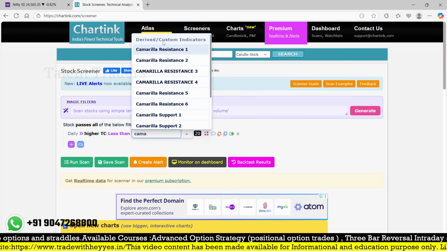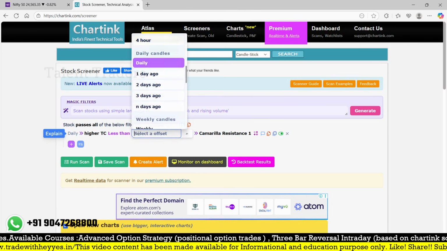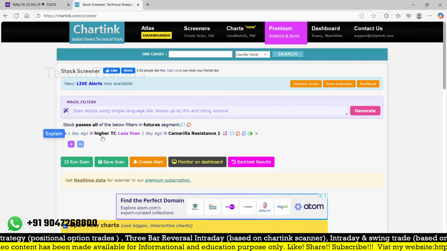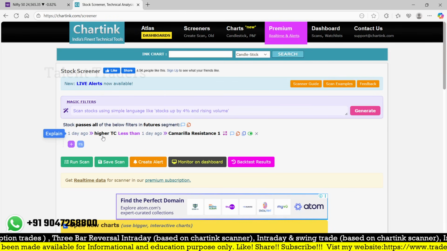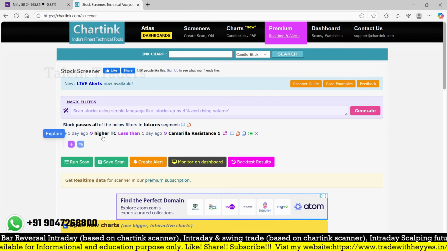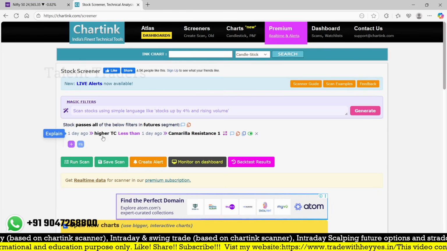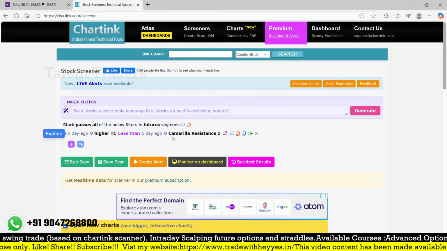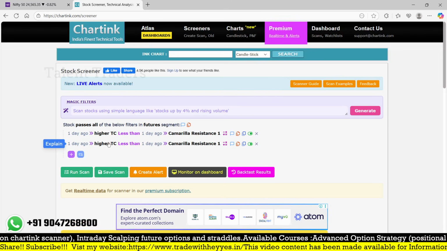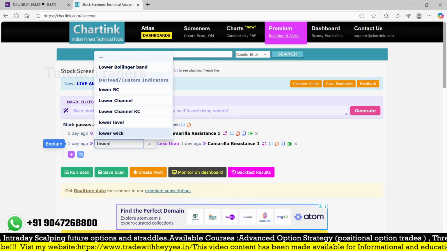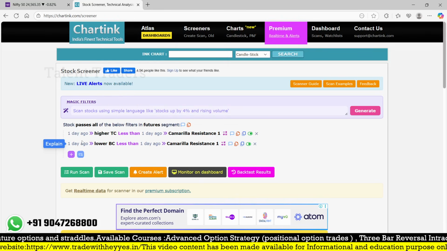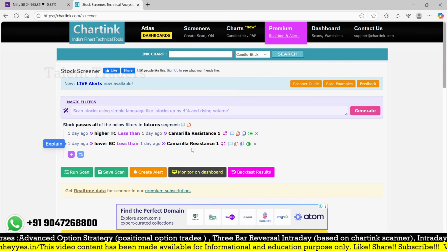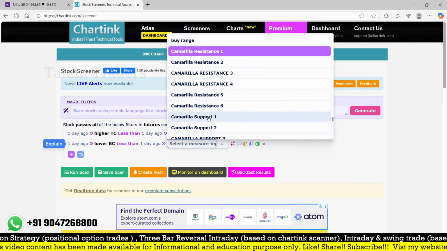Here we are using two types of indicator. Normally if you want to find stocks for today, we use 1 day ago, and then it will fetch you the stock for the next day. If you are using daily, it will fetch the stock for the next day. 1 day ago means the current day. So this is the condition you are going to create, and here we have to add one more condition, lower BC. BC is always less than the TC. That is the condition which we have added here, and it should be greater than the support one.